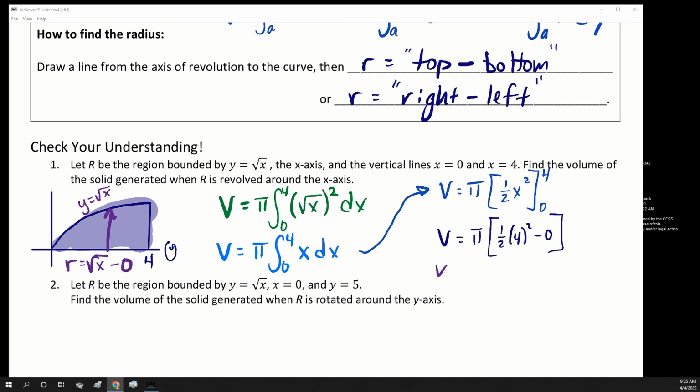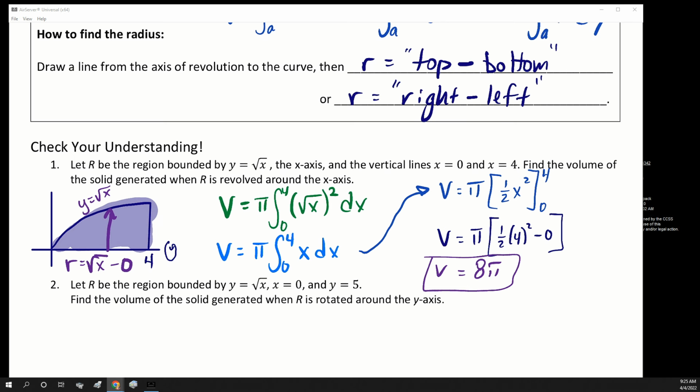So V is going to be 8 pi. Now they don't all turn out so pretty, so don't get too frustrated. I'm fine when you guys do your assignment if you leave it really, really messy. So if you have a bunch of fractions to add, just don't add them. Just leave it written out as like 5 plus 1/2 plus 7/8 or whatever. That's fine.